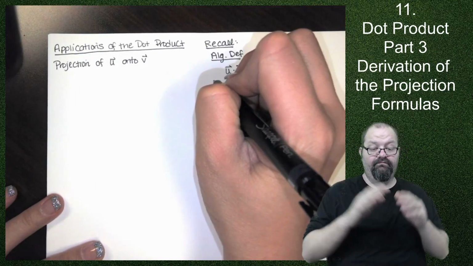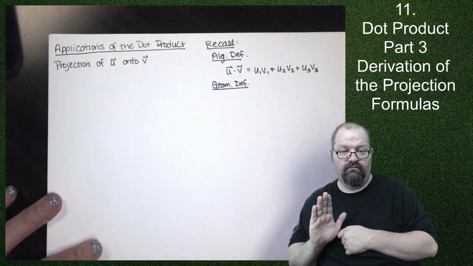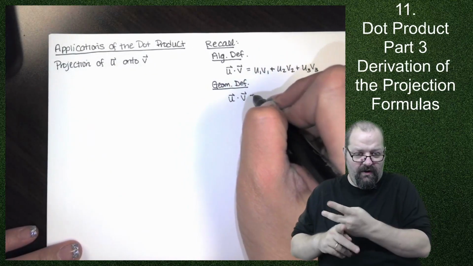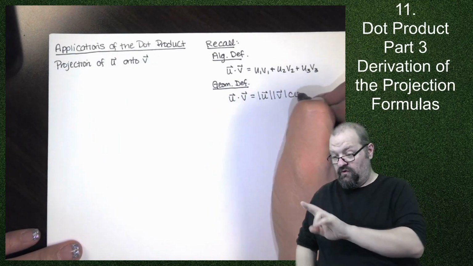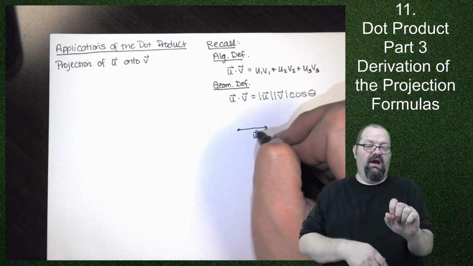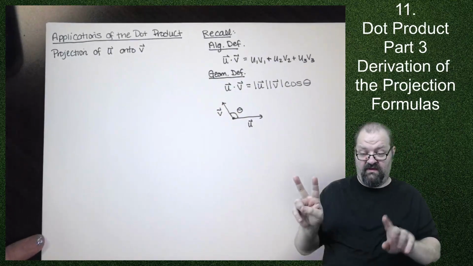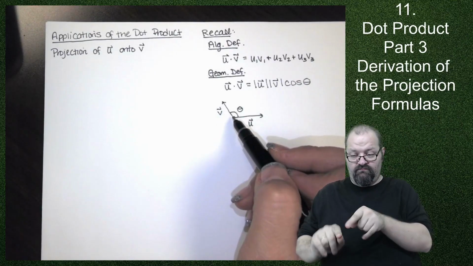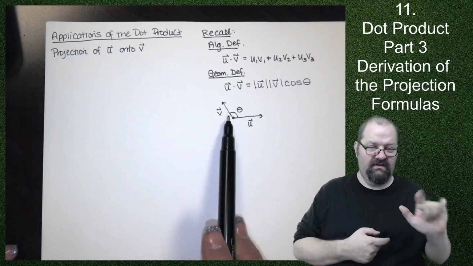The geometric definition, which allows us to give this dot product some meaning, is that the dot product is the length of u times the length of v times the cosine of the angle between them. So if this is my vector u and this is my vector v, and that's my angle theta, they have to start at the same place. They have to have the same initial point. Some people will say you have to draw them tail to tail. Theta is the angle between u and v when drawn this way.